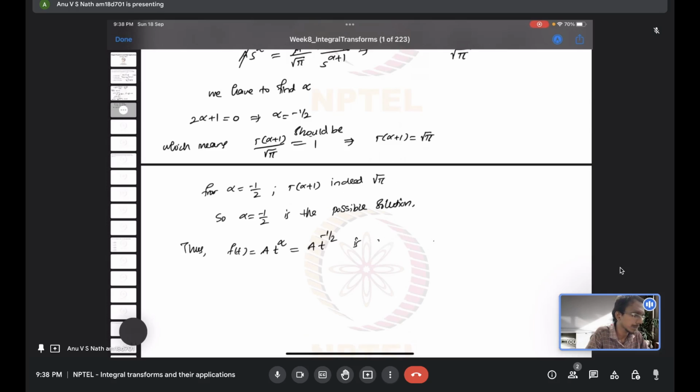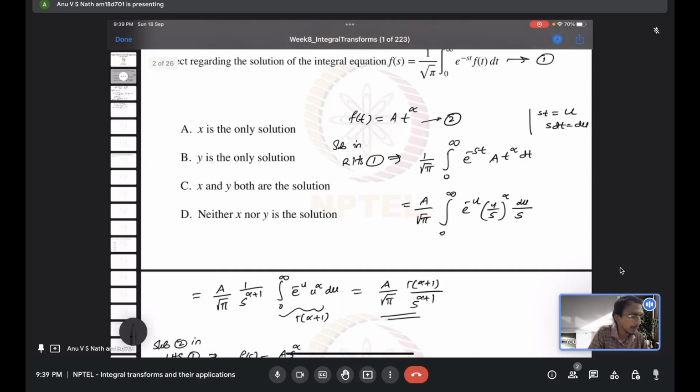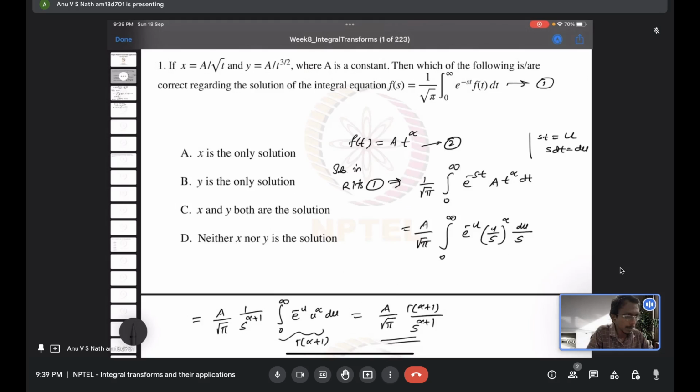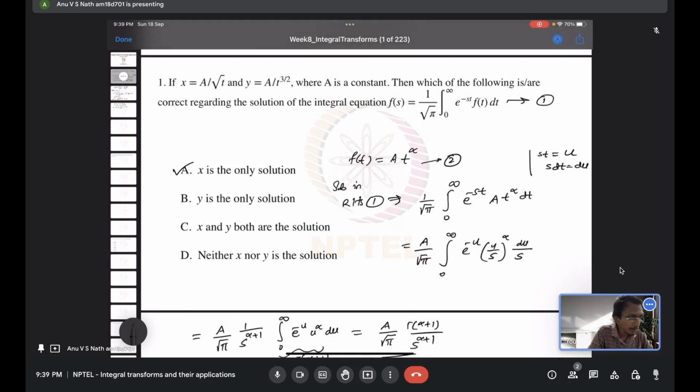Let's say a solution, because what we have done here is that we assumed the form of the solution to be a t raised to alpha, and for that particular form we found that when alpha is minus half, there is a solution which is a t raised to minus half, or a by root t, and here it is given which is x, right? Yes, x is the solution, because alpha cannot be minus 3 by 2, so y is not a solution.